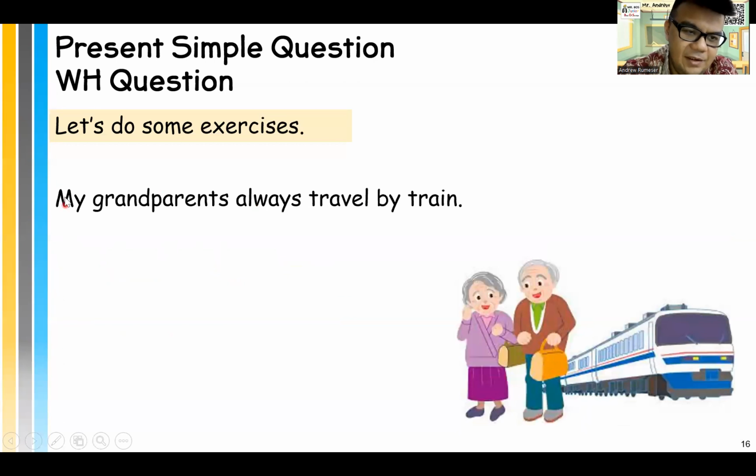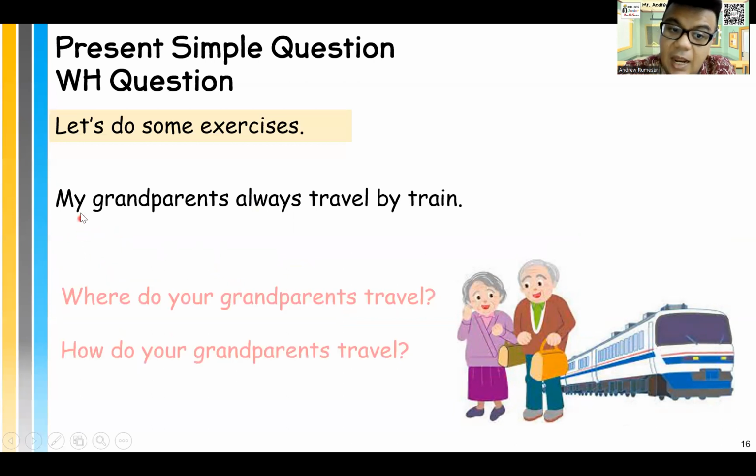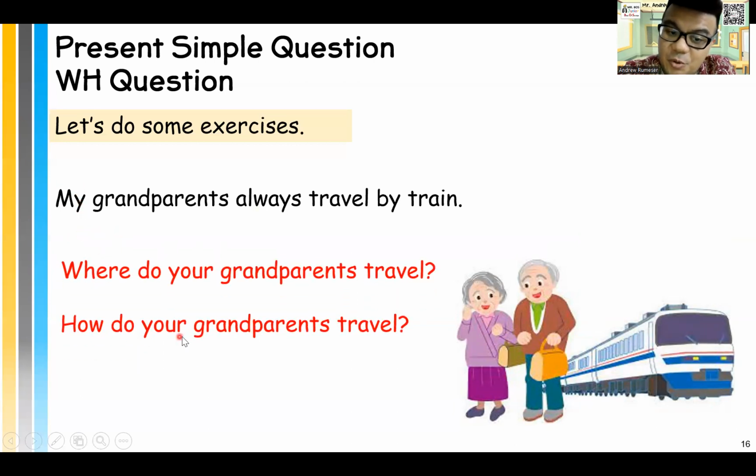Next, my grandparents, grandpa and grandma, always travel by train. How? How what? What is the WH question? How do your grandparents travel? This one. Okay.